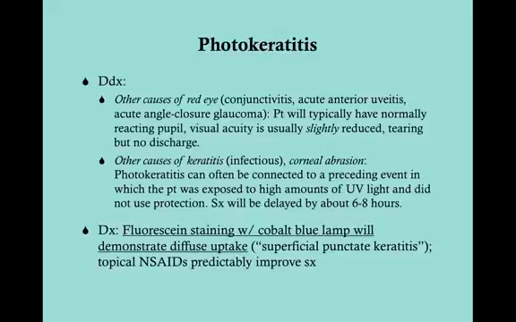It will stick to the Bowman's membrane, and so you will note a defect. So you use fluorescein staining, and the cobalt blue lamp will help you see where the fluorescein has stuck, and it will look green as opposed to blue. And we call the way this appears superficial punctate keratitis, this diffuse uptake.